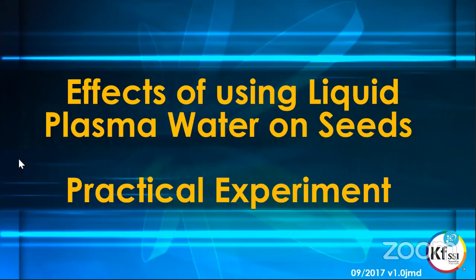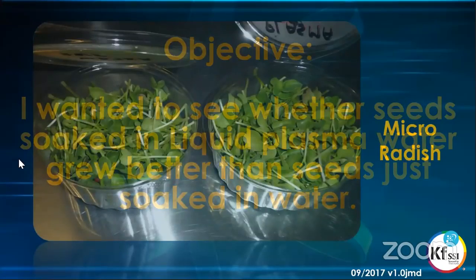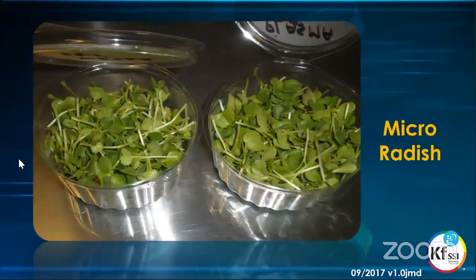In the beginning, the objective was to soak the seeds with the liquid plasma water, soak another batch of seeds with plain water, and observe the difference. I had done this on a very quick growing crop, a micro radish, which is just your daikon radish. From seeding to when you cut the first 2 leaves is about 7-8 days. So it's a very quick experiment to get to that stage.